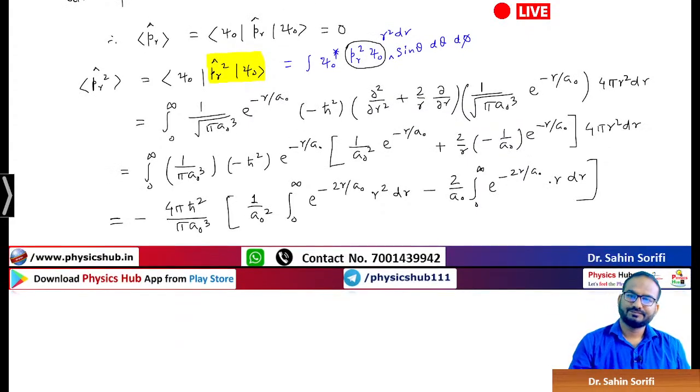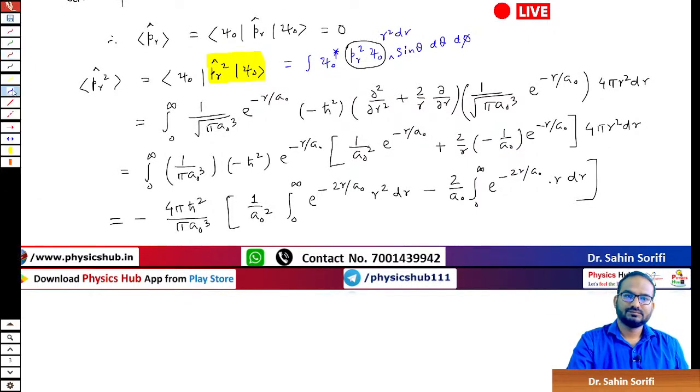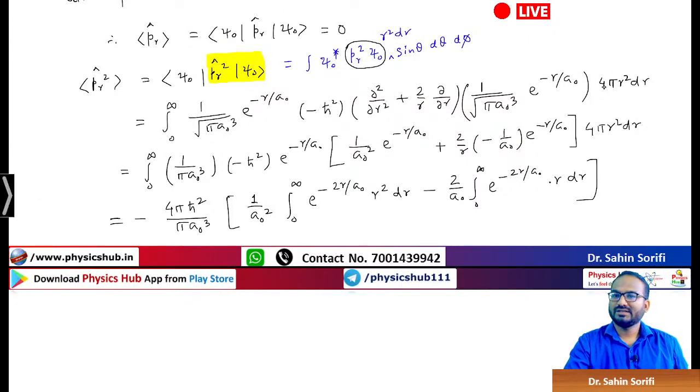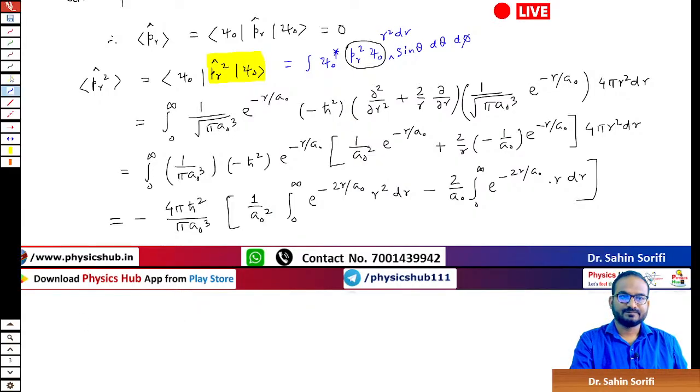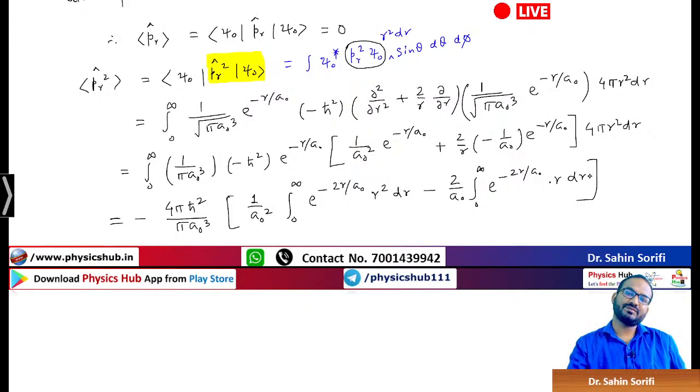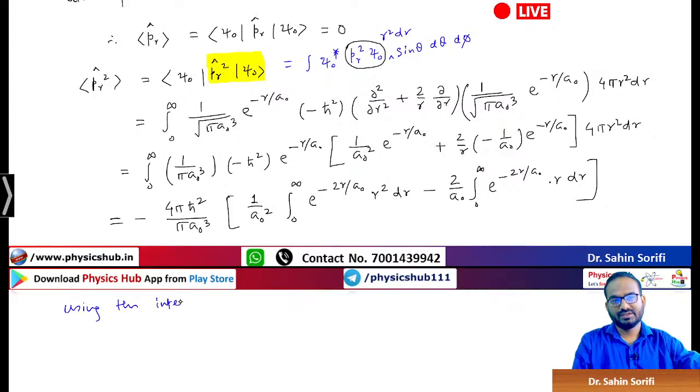Let's move on. That volume element is not differentiable, okay? It contains the variable. The operator doesn't work on that. It works on this, not on this volume element. Now it has come into the form of standard integration. We can use the standard integration.